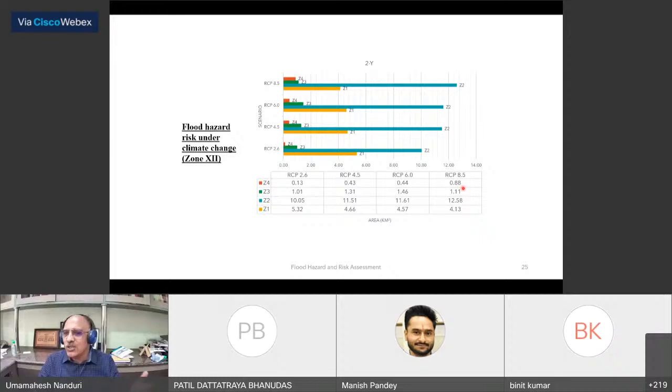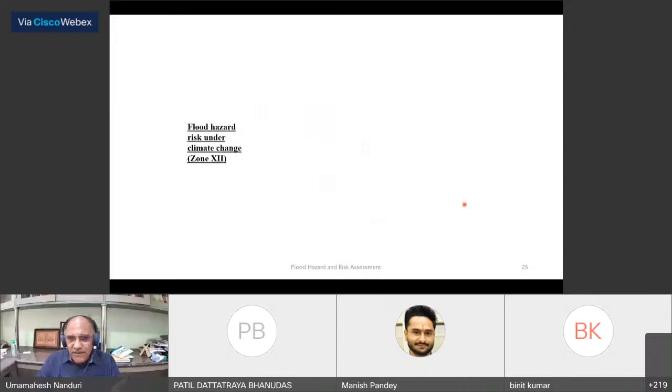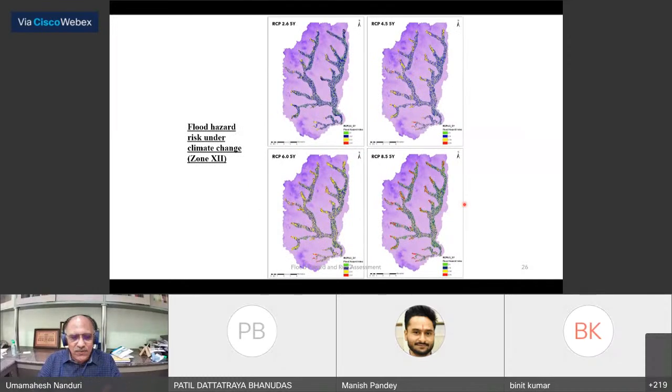This is once in 2 years. 0.88 square kilometers of area is going to come under zone 4, or 1.11 square kilometers of this area is going to come under zone 3. And that's what we can have. In the same way, I am showing it for 5 years also. This is the 5 year return period.